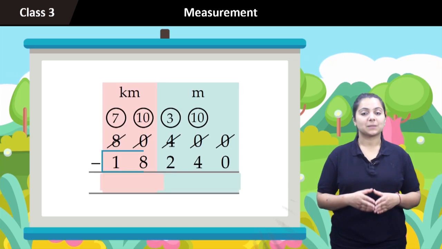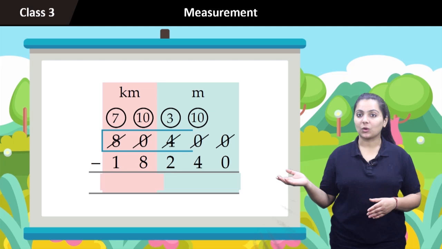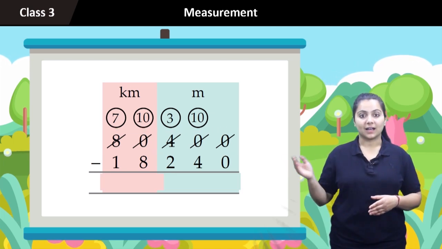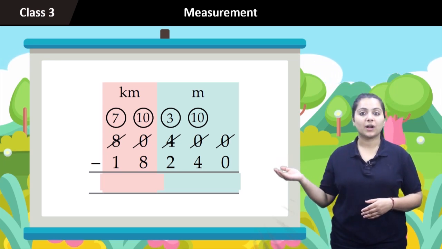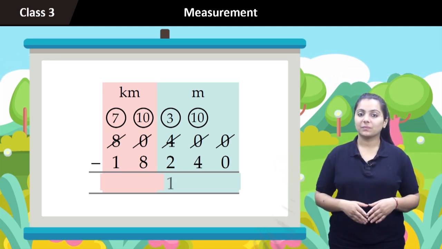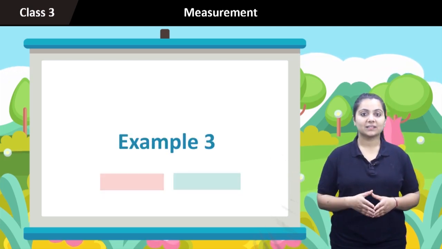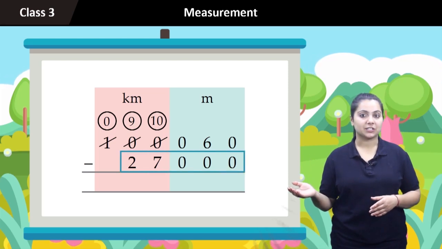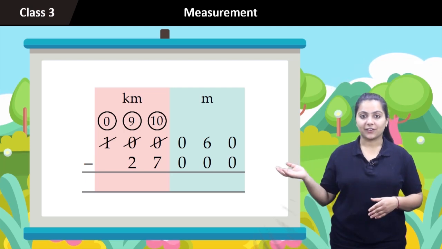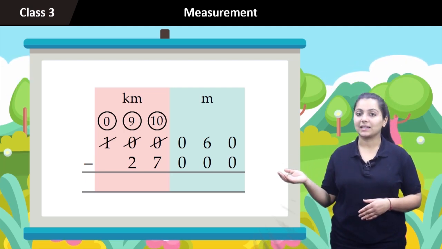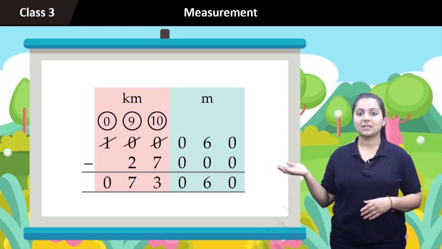Example 2. Subtract 18 kilometer 240 meter from 80 kilometer 400 meter. Thus 80 kilometer 400 meter minus 18 kilometer 240 meter is equal to 62 kilometer 160 meter. Example 3. Subtract 27 kilometer from 100 kilometer 60 meter. Thus 100 kilometer 60 meter minus 27 kilometer is equal to 73 kilometer 60 meter.